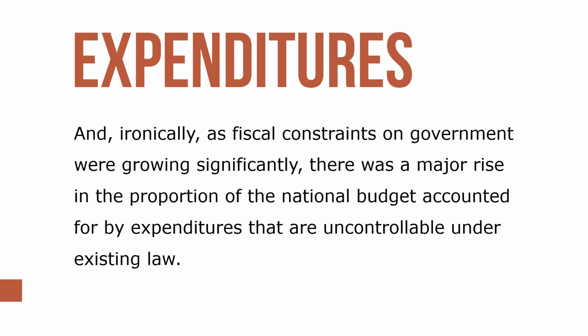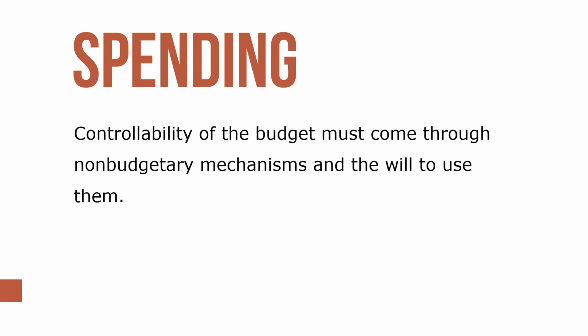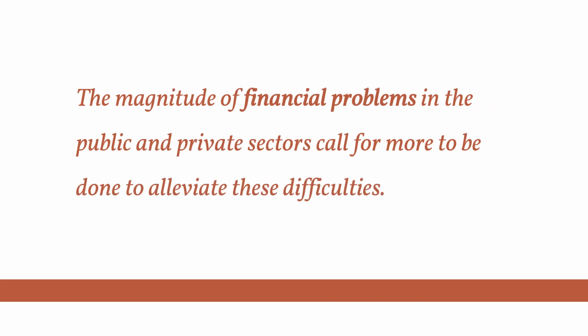And ironically, as fiscal constraints on government grow significantly, there is a major rise in the proportion of the national budget accounted for by expenditures that are uncontrollable under existing law. These outlays are uncontrollable in that expenditures are legally mandated unless Congress changes the law. The fact of the matter is, controllability of budget must come through non-budgetary mechanisms and the will to use them. One such approach is improving the efficiency, productivity, and quality of existing programs. The magnitude of financial problems in the public and private sectors calls for more to be done to alleviate these difficulties.